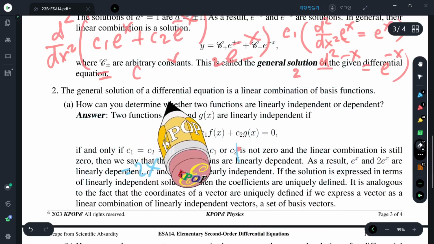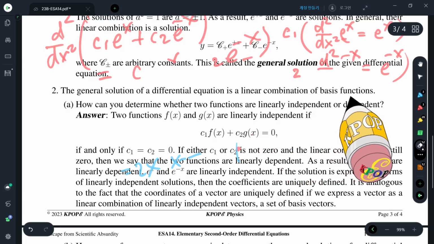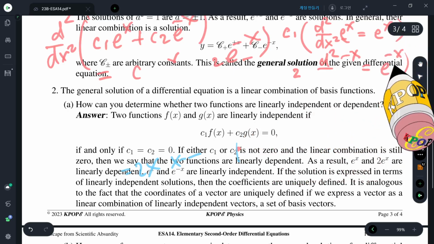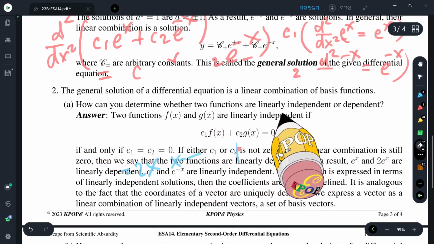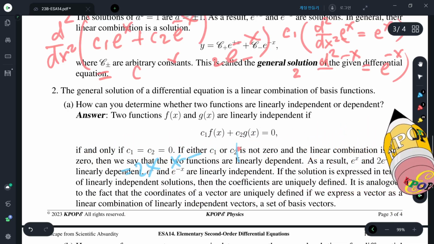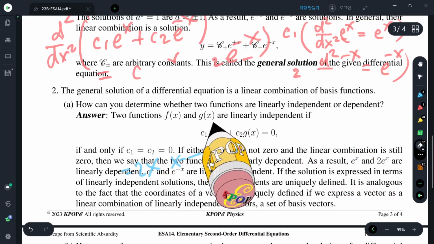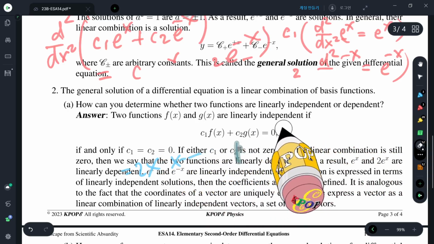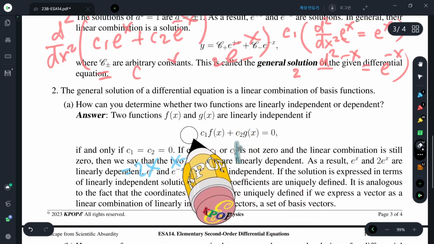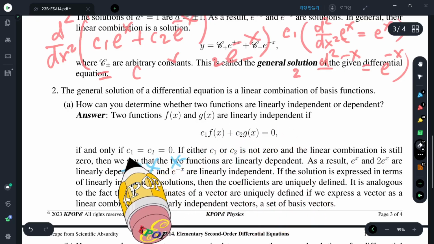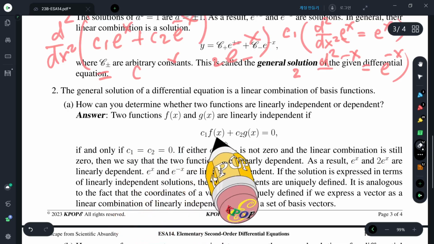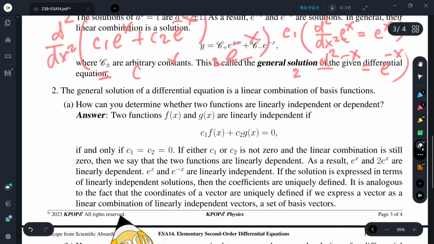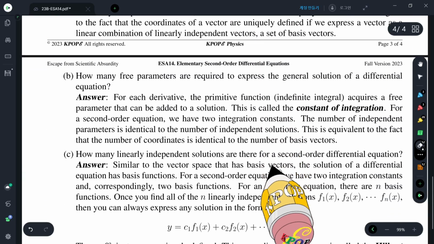The general solution of a differential equation is a linear combination of basis functions. We call these two the basis functions. How can you determine whether two functions are linearly independent or dependent? Two functions f of x and g of x are linearly independent if c1 f plus c2 g is exactly 0 everywhere if and only if you substitute both constants to be 0. If it's not the case, they are linearly dependent.